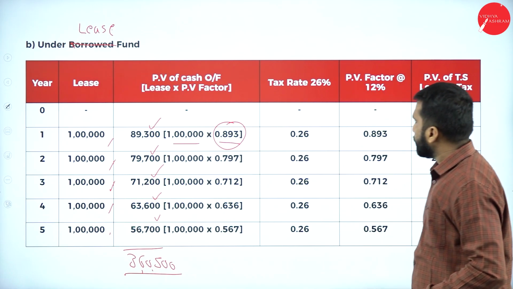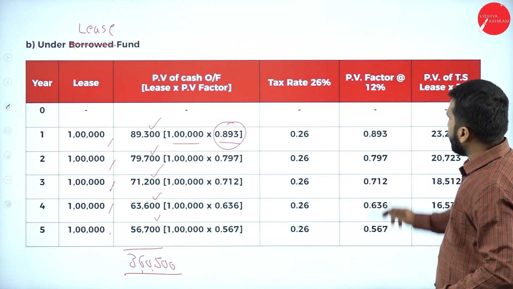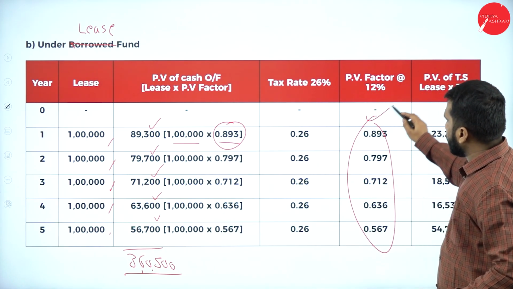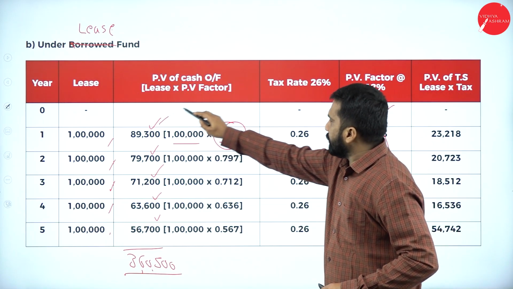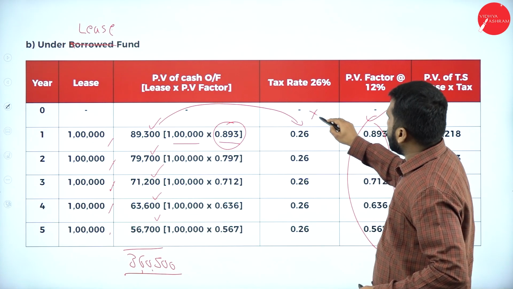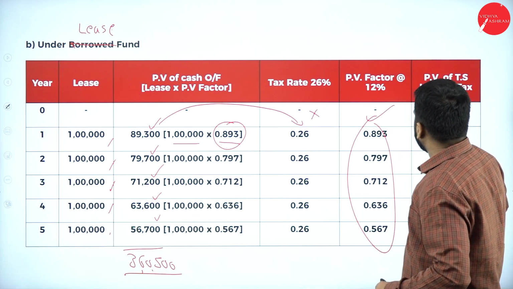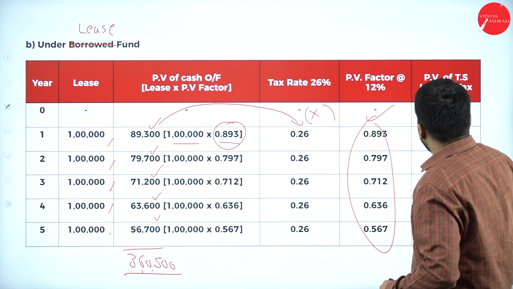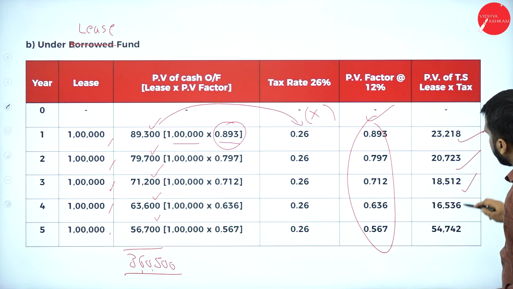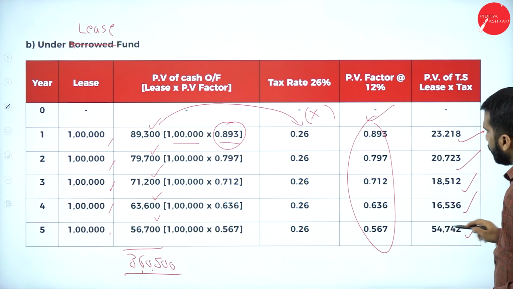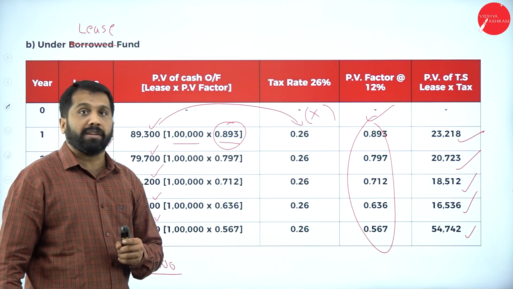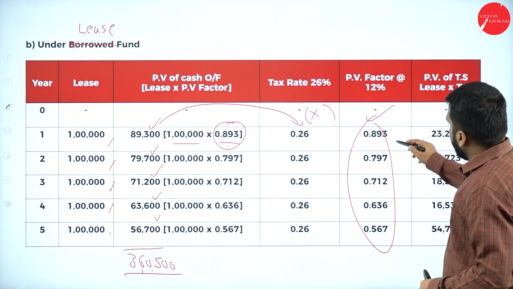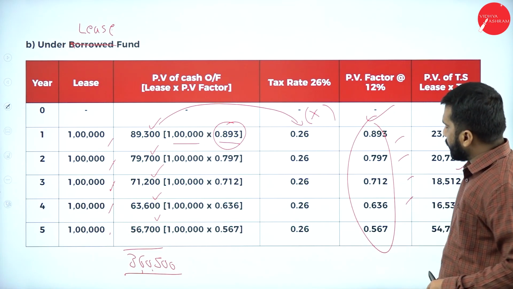In this, what happens? Your tax rate is already calculated. Don't calculate again. This is done. Now, this into this, you will get your answer. 23,000, 20,000, 18,000, 16,000. The last year is more. Why? Because you are also paying your value. So after calculating this, you got these answers.